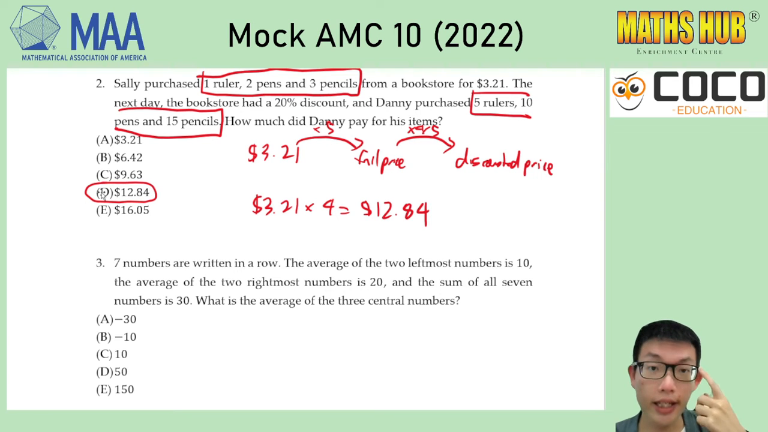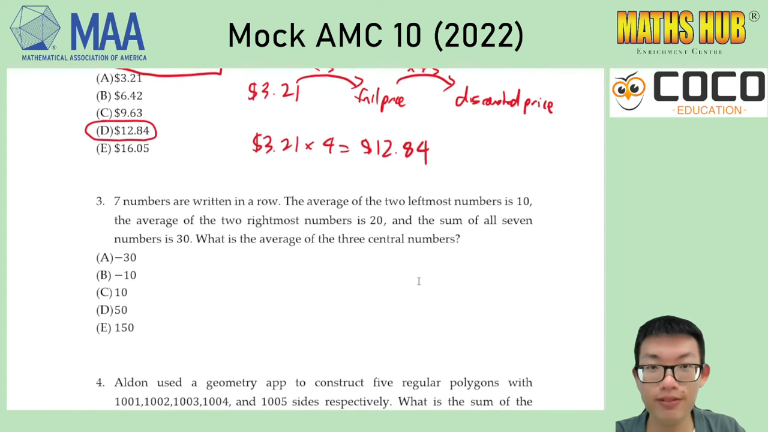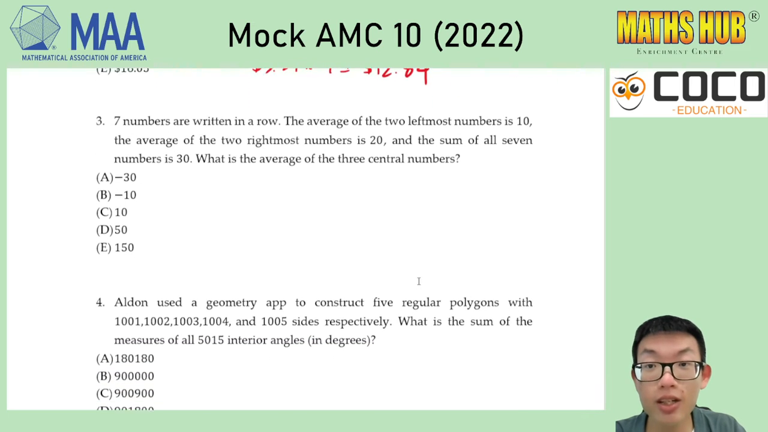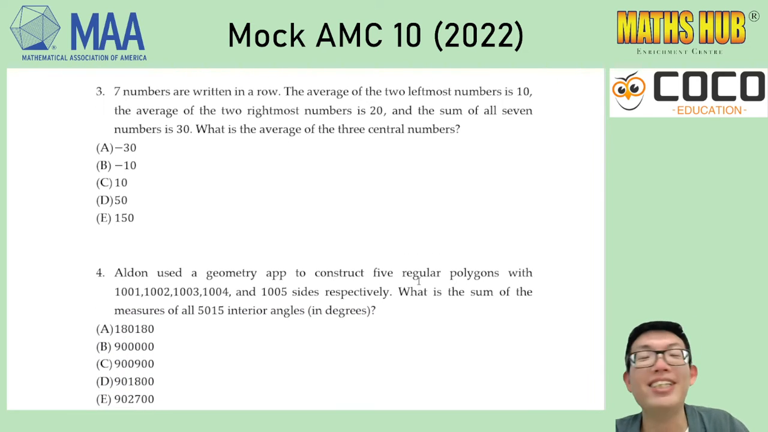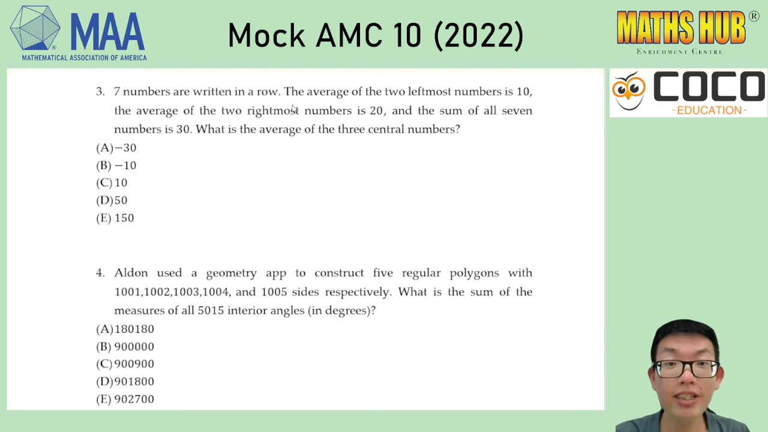Now notice that I didn't multiply by 5 and then after that take off 20%. We are usually trying to do things as efficiently as possible. I said 30 minutes and I'm going to try to do it in this video in about 25 if I can. So we have to be efficient and also reduce the chance of making a silly mistake. Question 3. 7 numbers are written in a row. The average of the two leftmost numbers is 10.